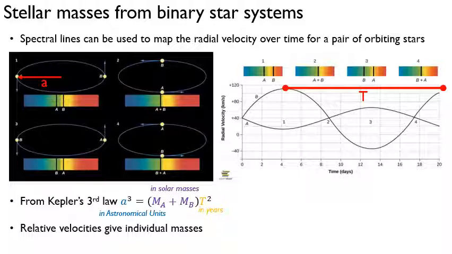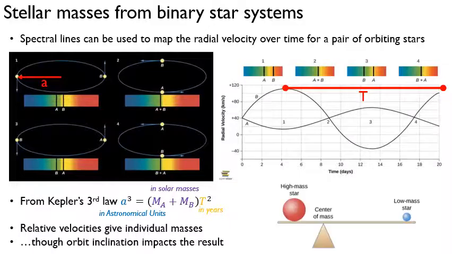If we want to get individual masses, we need to get relative velocities. And connecting that to the individual masses takes a little bit of extra physics. You basically have to take an undergraduate course in classical mechanics. If you do that, then you can go ahead and work out those masses. It's relatively straightforward. We're just not going to do it here because it's slightly beyond the introductory level.